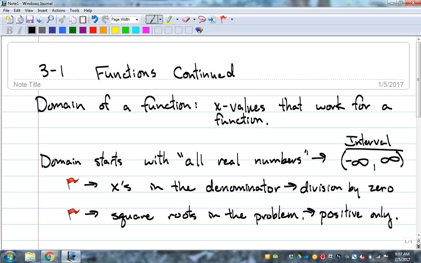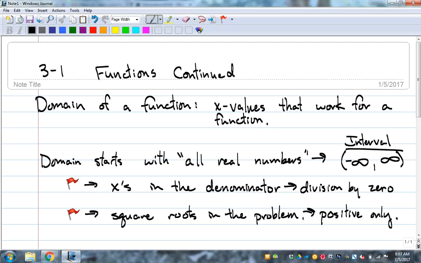The generic domain, if there are no exceptions, is going to be all real numbers. And we're going to start using this thing called interval notation. Okay? And the interval notation for all real numbers is parenthesis, negative infinity, comma, positive infinity, in parentheses.